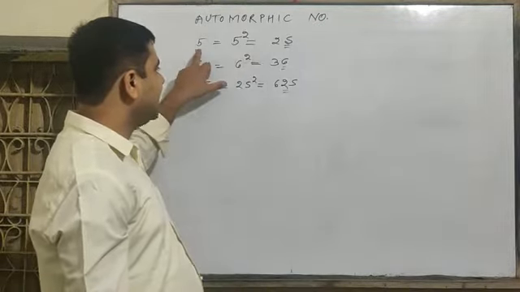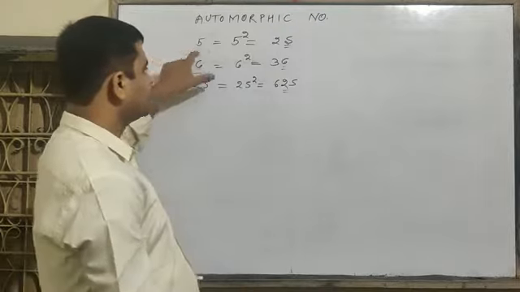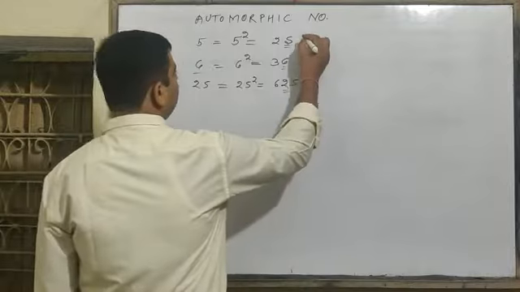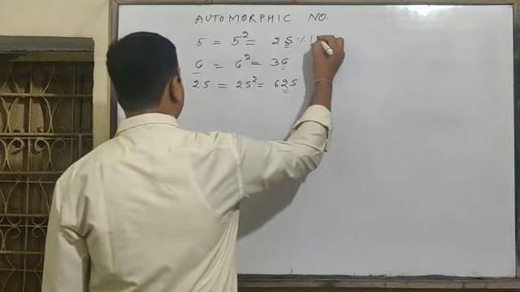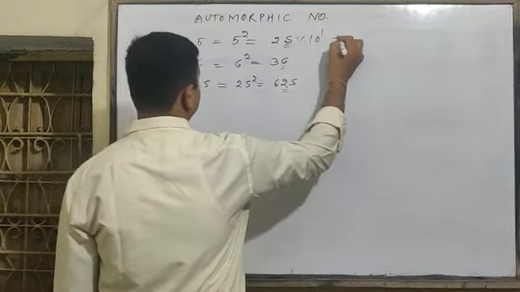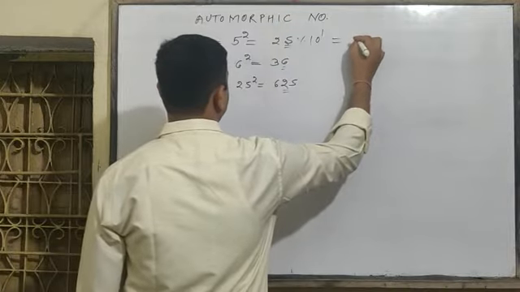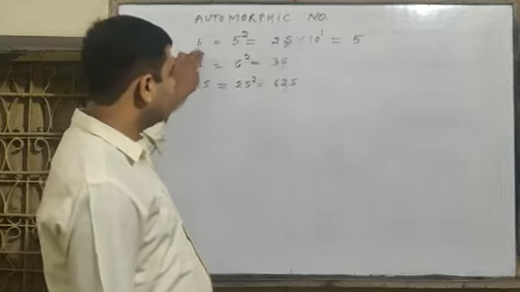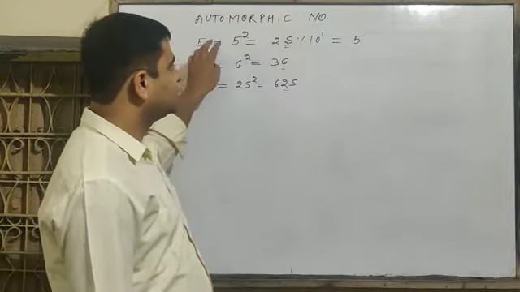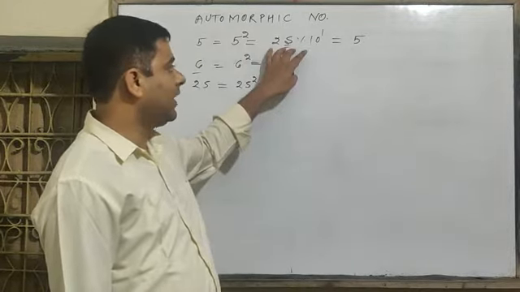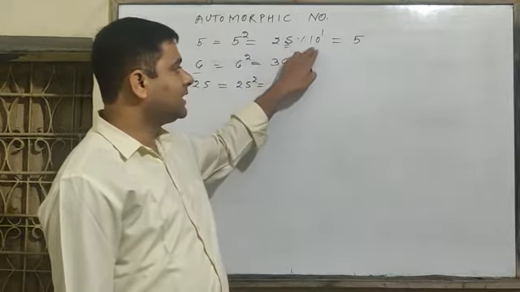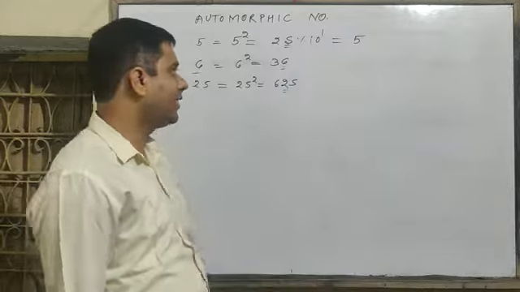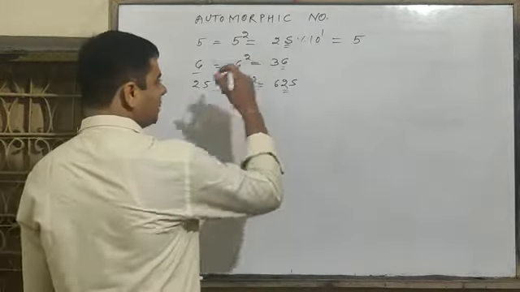So to check a number to be an automorphic number or not, what we will do? Suppose here number of digits is 1. In this 5, how many digits are there? Number of digits is 1. So what we will do is find the modulus of this square with 10 raised to the power 1. So what you will get? 5 itself. So if this number has 1 digit, we will calculate the remainder of its square with 10 to the power 1. So what it will give? 5 it will give.